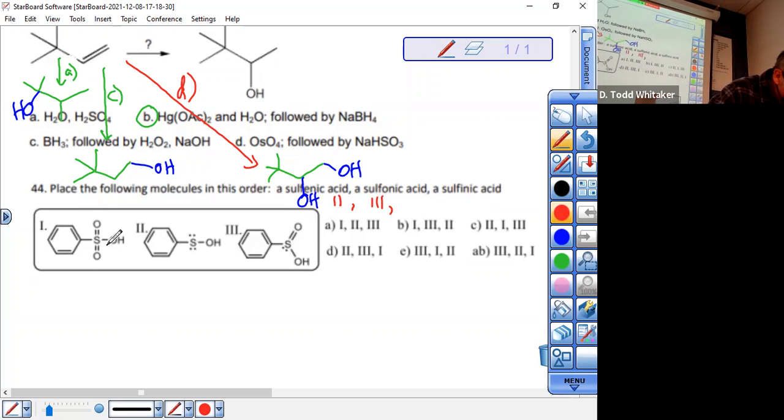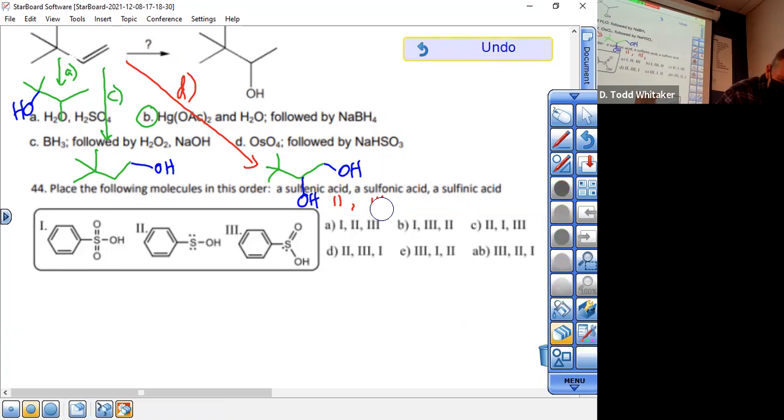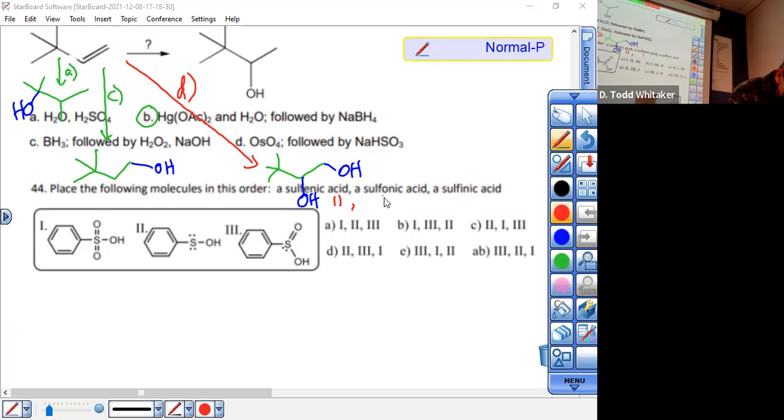1, 2, 3, 4, 5. And the inic has 3 bonds to O. Not what? Sulfonic was 1. What am I doing, dudes? Sorry. It's a good question, though. What the heck was I doing? Sulfonic is the first one. It has the most bonds to O. Sulfinic is the one with 3 bonds to O, which is 3.